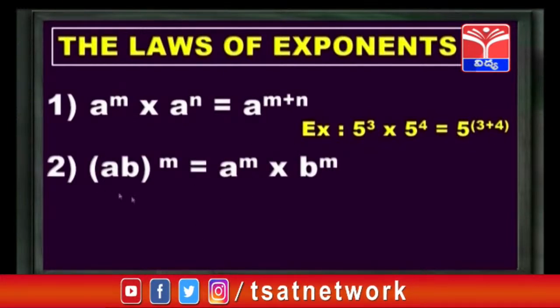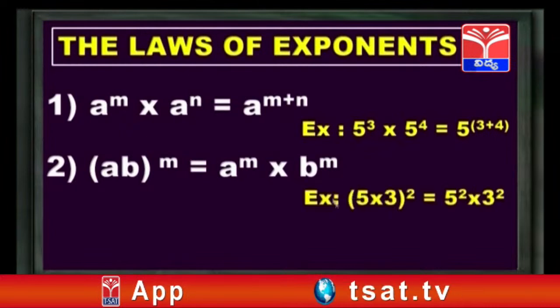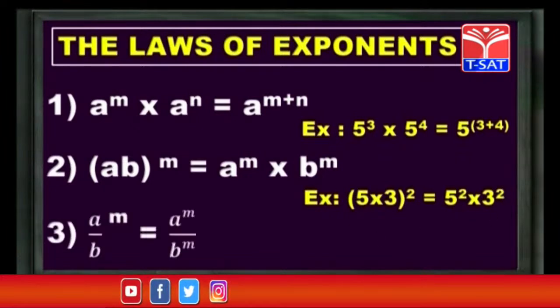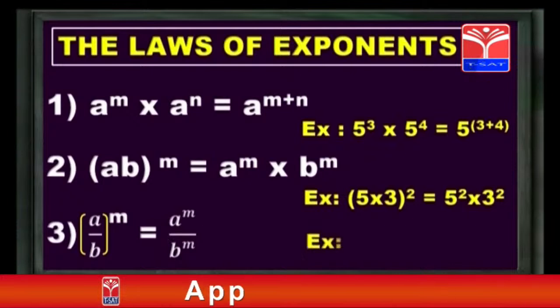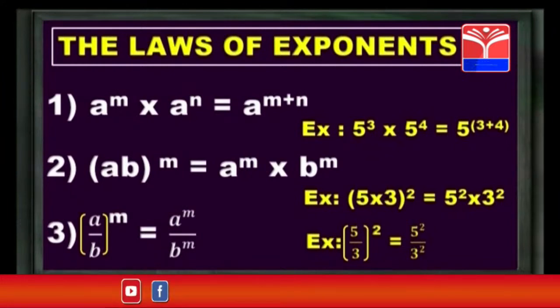The second formula: (ab)^m is equal to a^m times b^m. For example, (5 times 3)^2 is equal to 5^2 times 3^2. The third one is (a/b)^m is equal to a^m by b^m. For the example, (5/3)^2 is equal to 5^2 by 3^2.